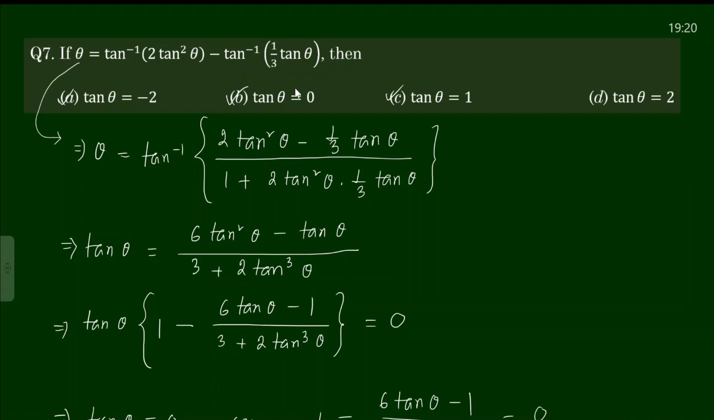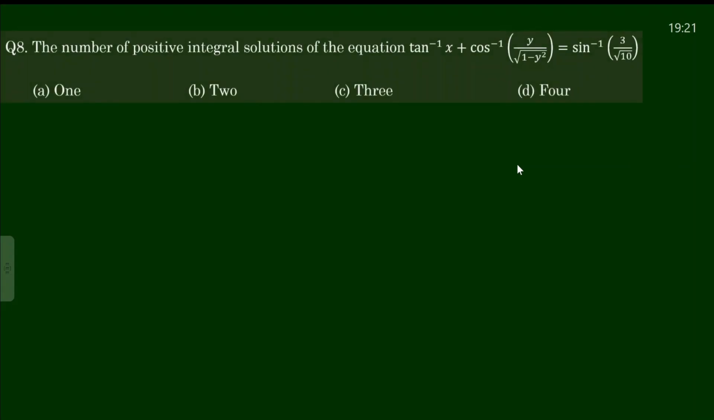Okay, so let me take another question here. This is our next question. The number of positive integral solutions of the equation tan inverse of x plus cos inverse of y by root over 1 minus y square is equal to sin inverse of 3 by root over 10.